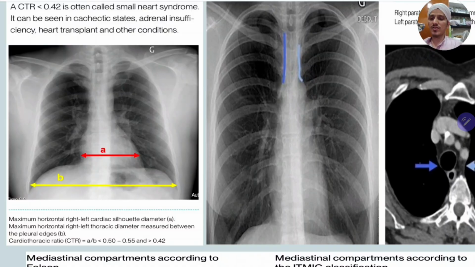So normally, the normal range of that A by B is 0.42 to 0.5. If it is more than 0.5, it is cardiomegaly. If it is less than 0.42, then it is small heart syndrome.